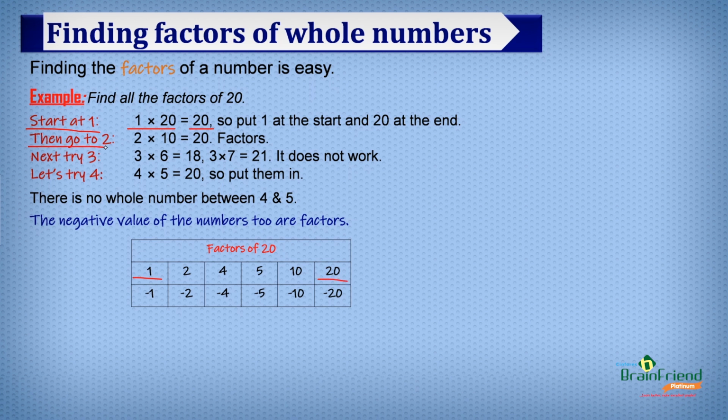Now we can move on to the number 2. 2 into 20 gives us 10. So 2 multiplied by 10 gives us 20. We can list this among our factors. So we list 2 and 10.